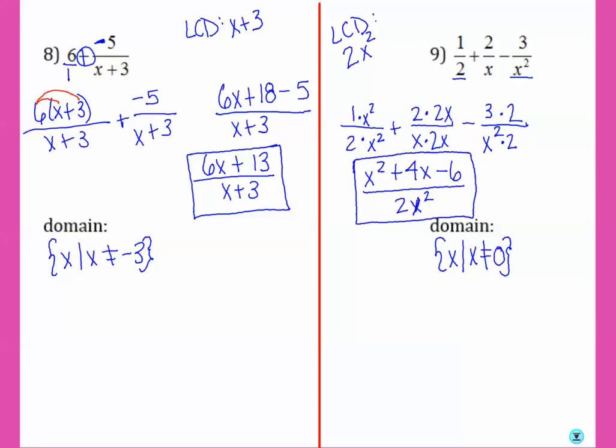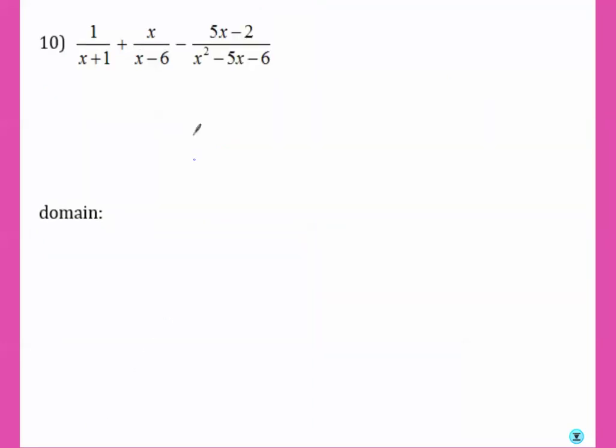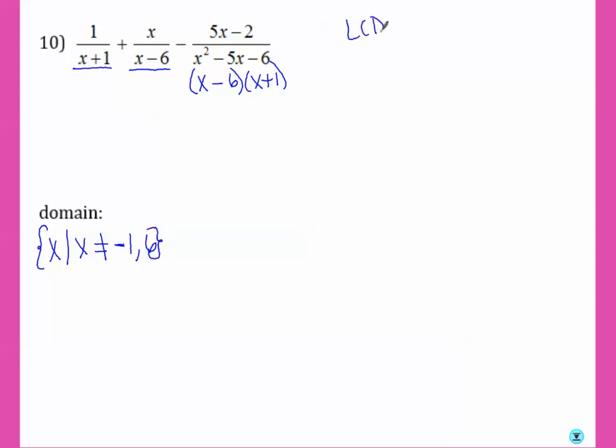All right, one more example on adding and subtracting. This is already factored. This is already factored. This denominator would factor to x minus 6 and x plus 1. So our domain would be x such that x cannot equal negative 1 or positive 6. Our LCD would be x minus 6 and x plus 1. So we're going to multiply each term by what it's missing.